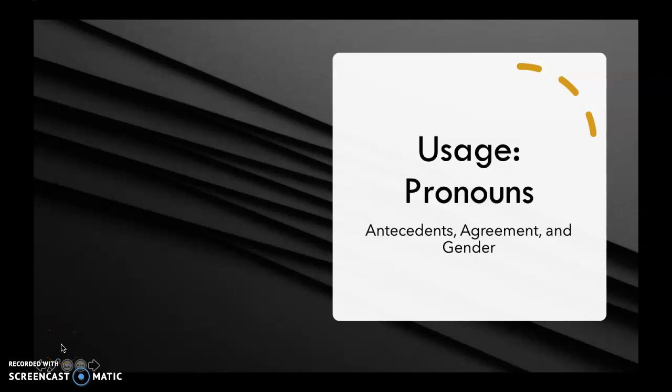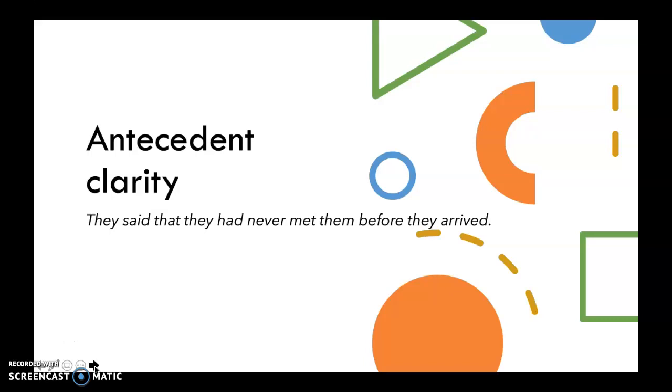When we use pronouns, we want to be very clear about our antecedents, our number agreement, and the gender of the pronoun itself. In terms of antecedents, clarity is very important. This was a sentence similar to one that I read in some of the essays. They said that they had never met them before they arrived. In that case, I have no idea who they is, and there are two sets of people in that sentence, I think. So we have one set of theys and another set of thems, but they could perhaps cross over and it's unclear which they is doing what.